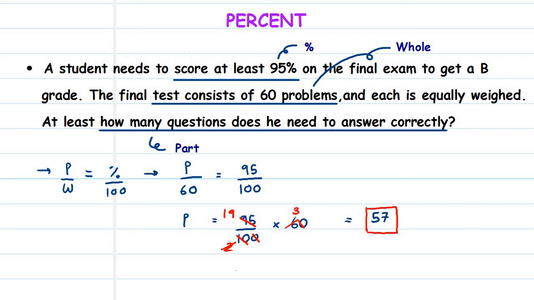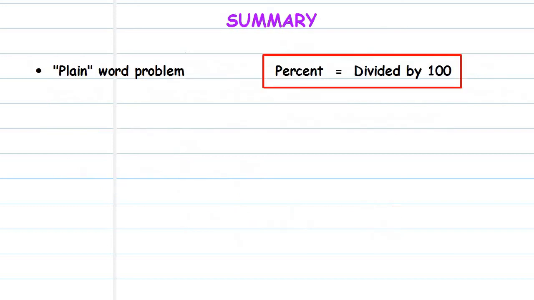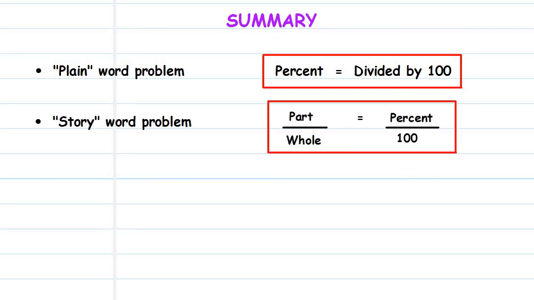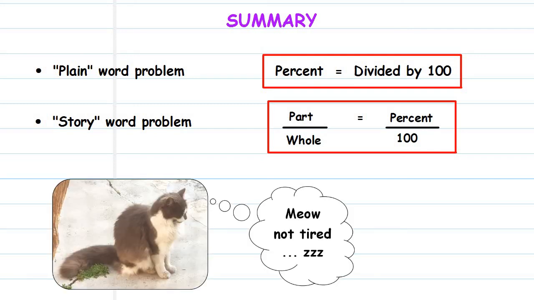Alright, let's try to summarize what we learned today. First, we talked about plain word problems. We can solve plain word problems by adopting the meaning of percent, which is divided by 100, and translating the given question word by word. We then looked at story word problems. It is helpful to use the formula. Try to practice more. You will be more familiar with this type of question and will be faster in dealing with the word problems.